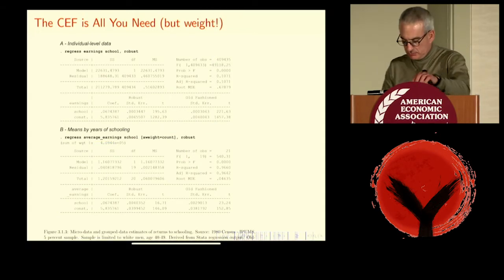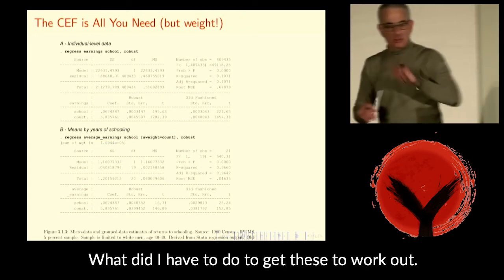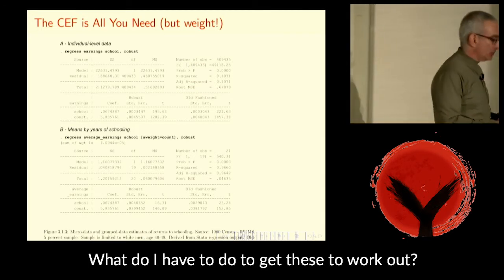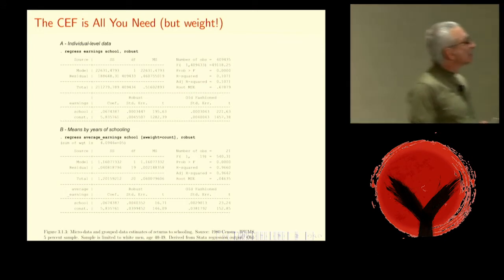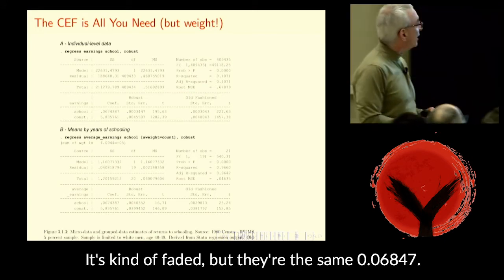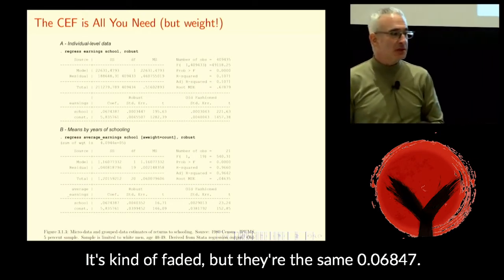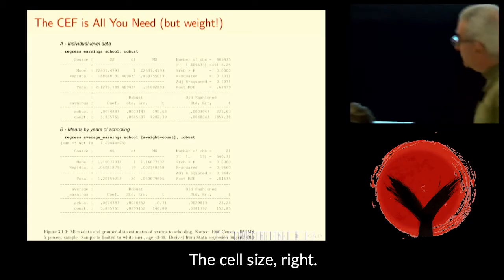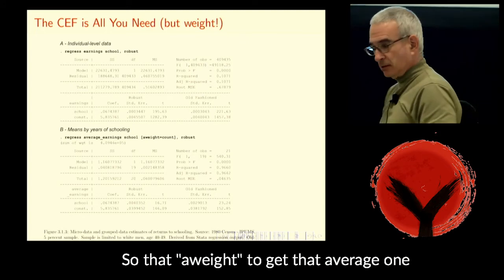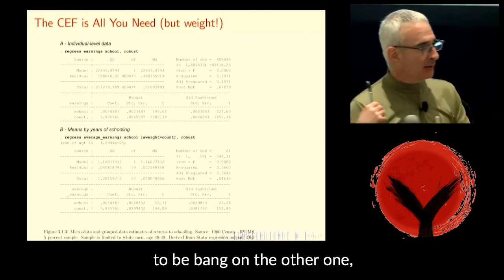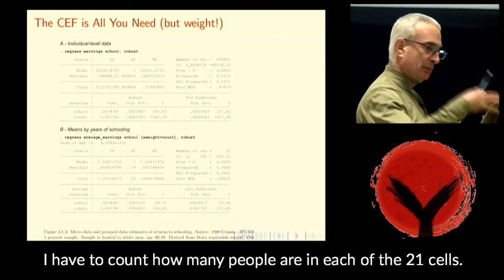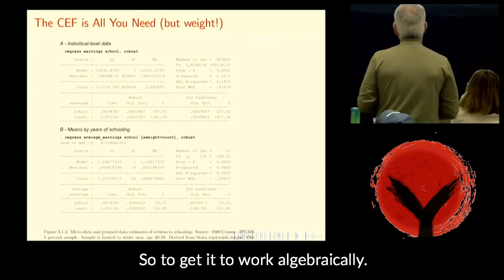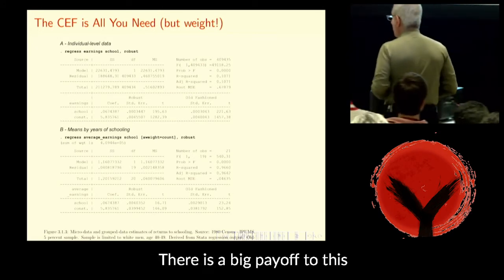There is a trick. What did I have to do to get these to work out? You can see it on the screen. So everybody see that they're the same? It's kind of faded, but they're the same: 0.06847. What do I have to do? I have to weight. What do I have to weight by, Denny? The cell size, right? To get that average one to be bang on the other one, I have to count how many people are in each of the 21 cells. Everybody see that?